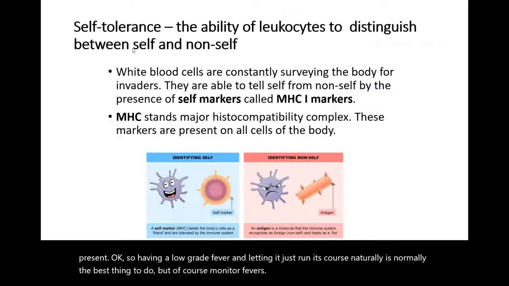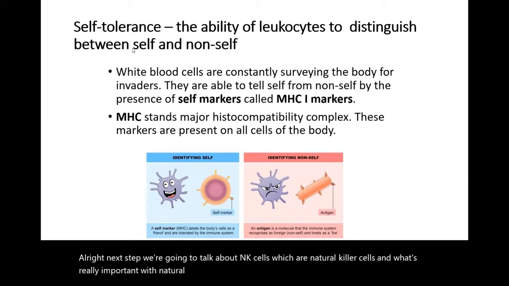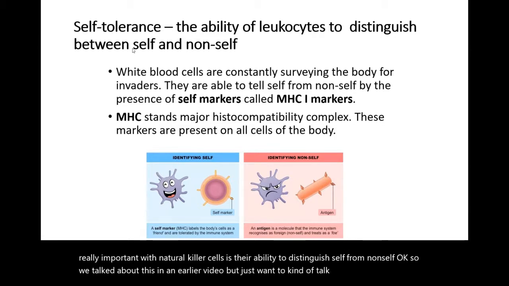All right, next up, we're going to talk about NK cells, which are natural killer cells. And what's really important with natural killer cells is their ability to distinguish self from non-self. Okay, so we talked about this in an earlier video, but just want to talk about it again.